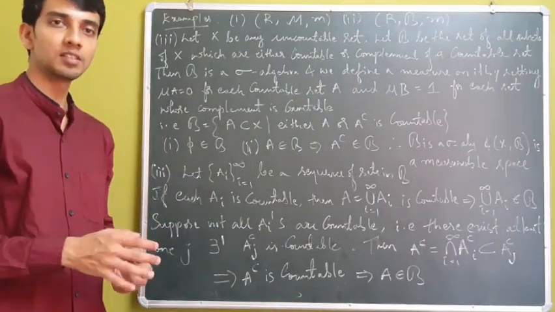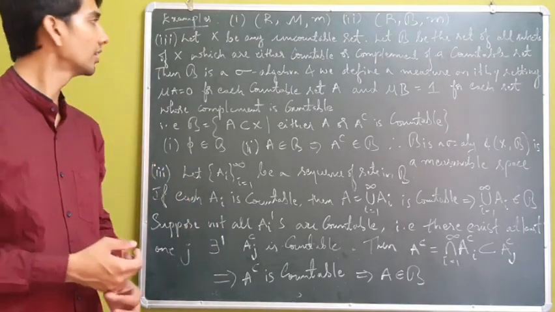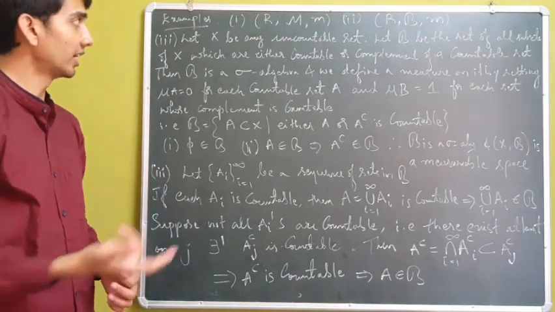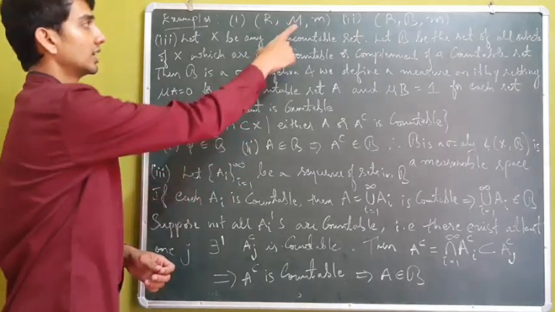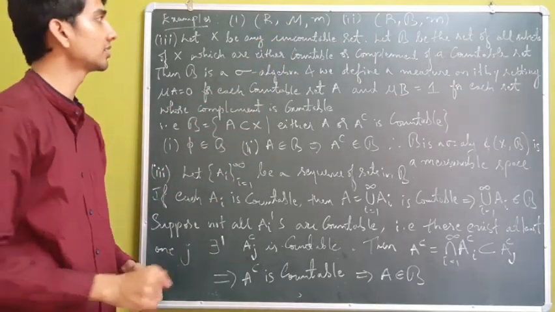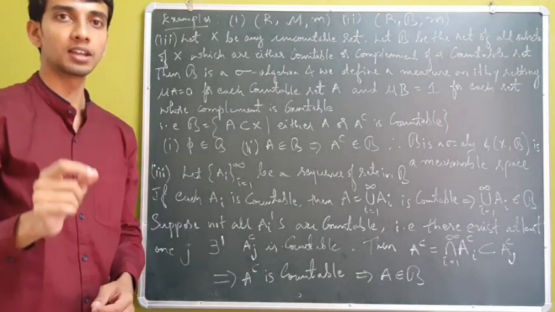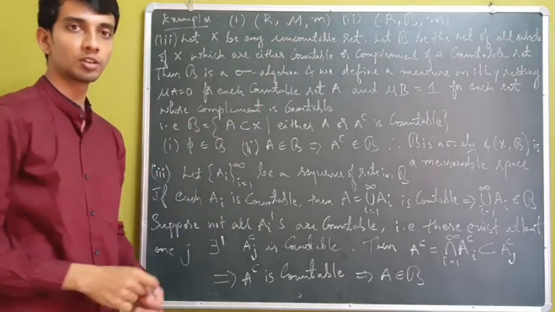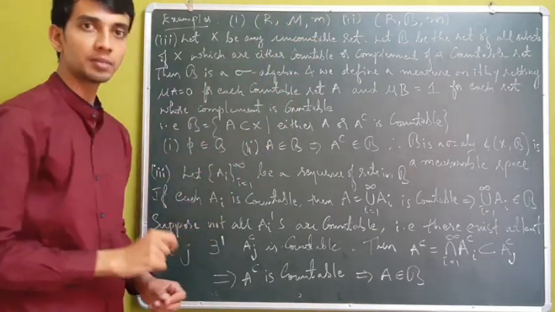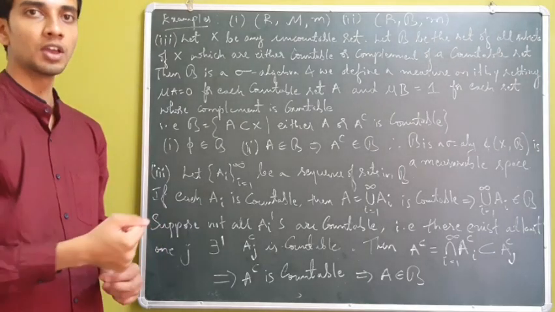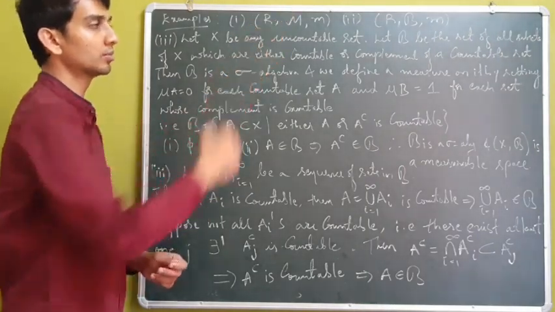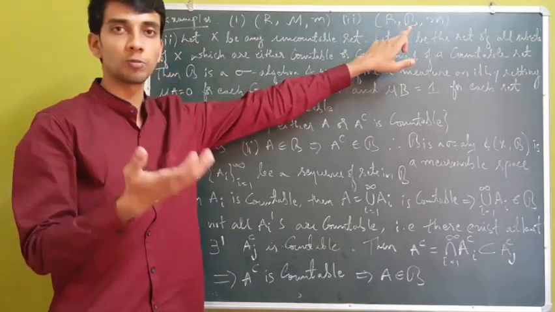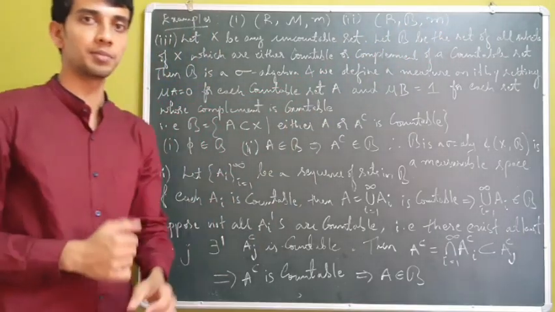Now we are into some examples pertaining to measure space. For the first, we have (R, M, m) to be a measure space, where R is the set of real numbers, M is the collection of measurable sets, and m is the Lebesgue measure. On a similar note, I have (R, B, m) to be a measure space, again where R is the set of real numbers, B is the class of Borel sets, and m is again the Lebesgue measure.